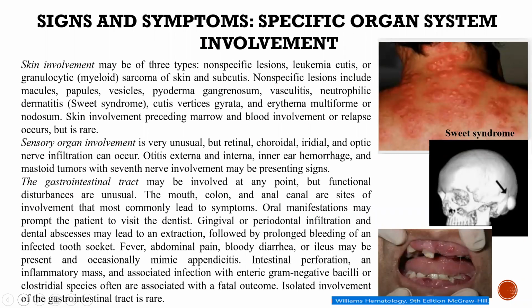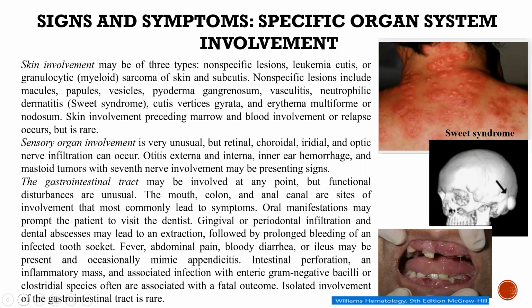Skin involvement may be of three types: non-specific lesions, leukemia cutis, or granulocytic sarcoma of skin and subcutis. Non-specific lesions include macules, papules, vesicles, pyoderma gangrenosum, vasculitis, and neutrophilic dermatitis or Sweet syndrome. You can see it in the picture on the right side of the screen. Also cutis verticis gyrata, and erythema multiforme or nodosum. Skin involvement preceding marrow and blood involvement occurs, but it's rare.